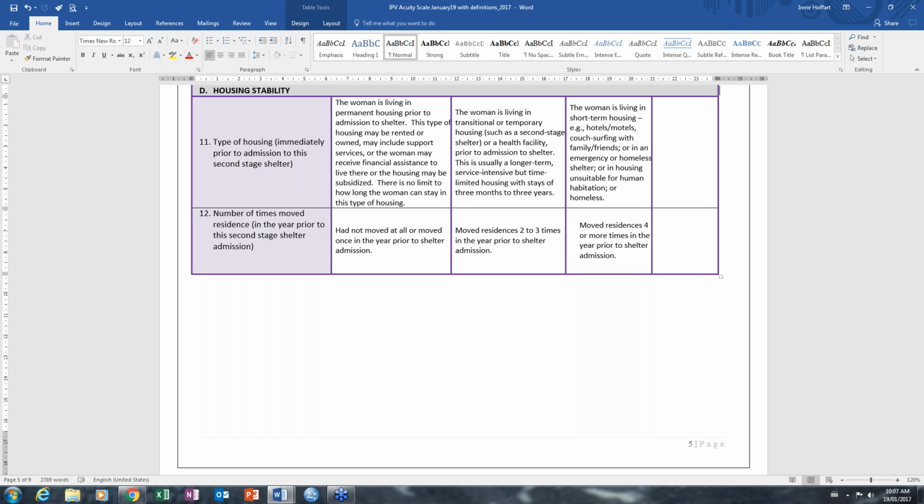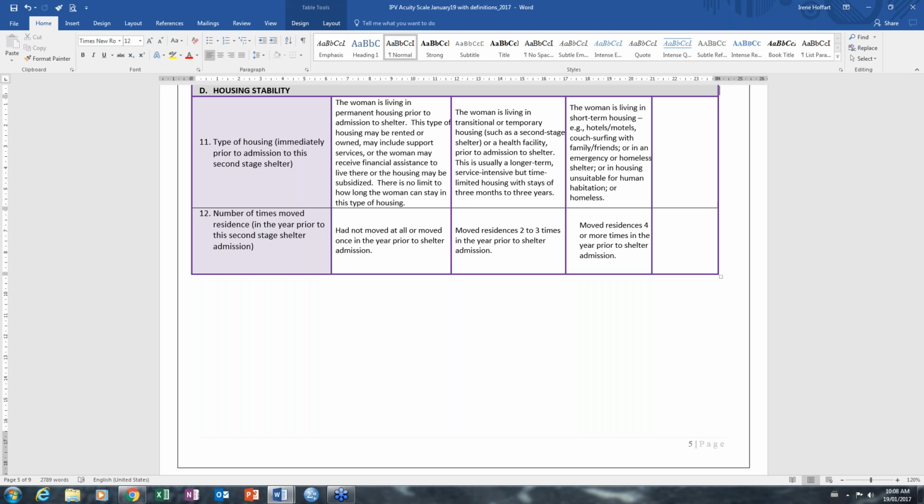But you will see the case studies are going to be a little different, so you have to read carefully through them and not make the assumptions. So a score of 0 for type of housing would be woman living in permanent housing prior to admission of the shelter. So that would be in those odd circumstances when a woman is not in an emergency shelter. So maybe she lived in an emergency shelter and then she left there, and then maybe she actually ended up living somewhere else before she then came back to second stage because she couldn't stay living in the community.